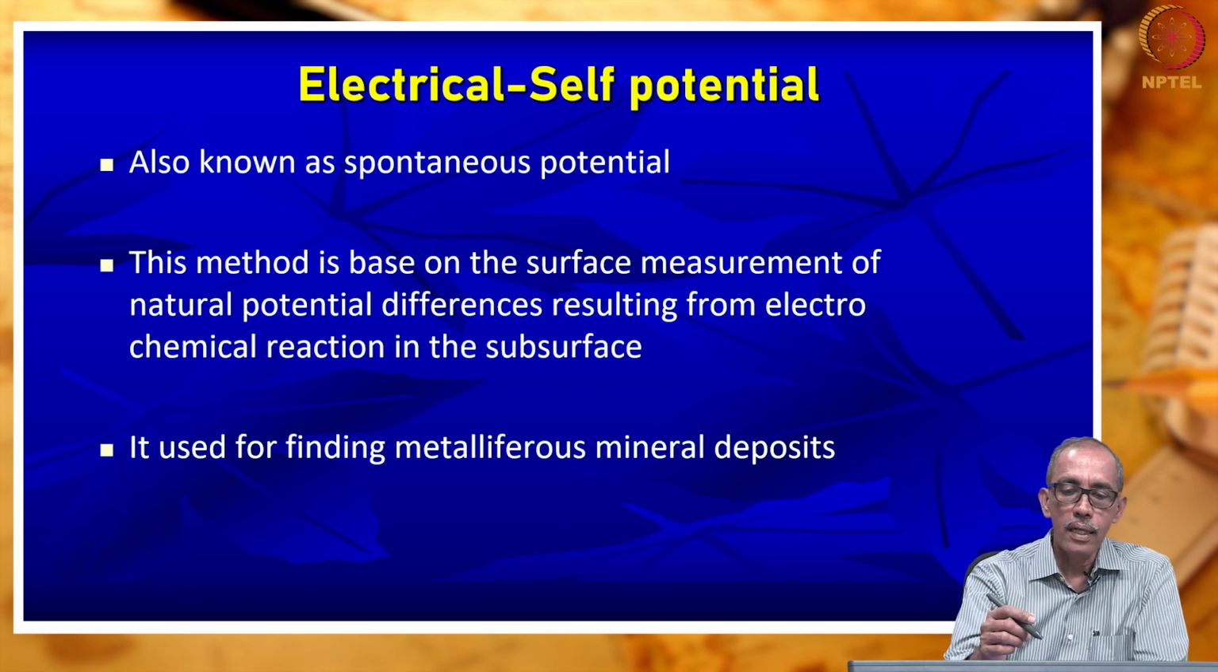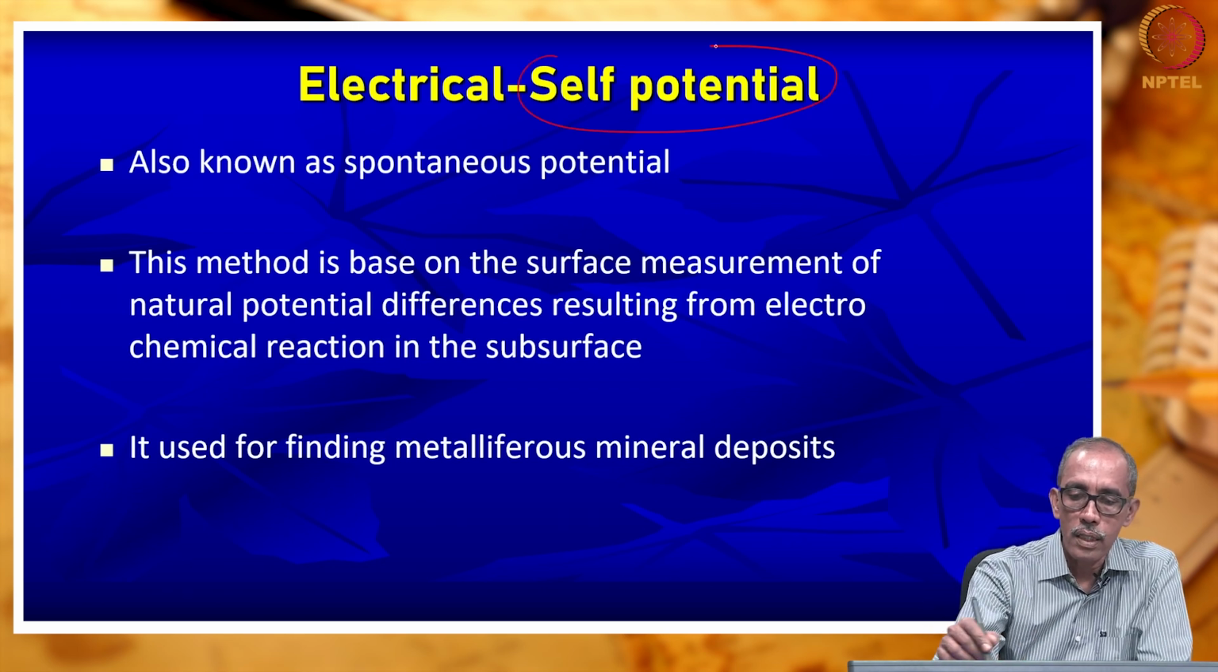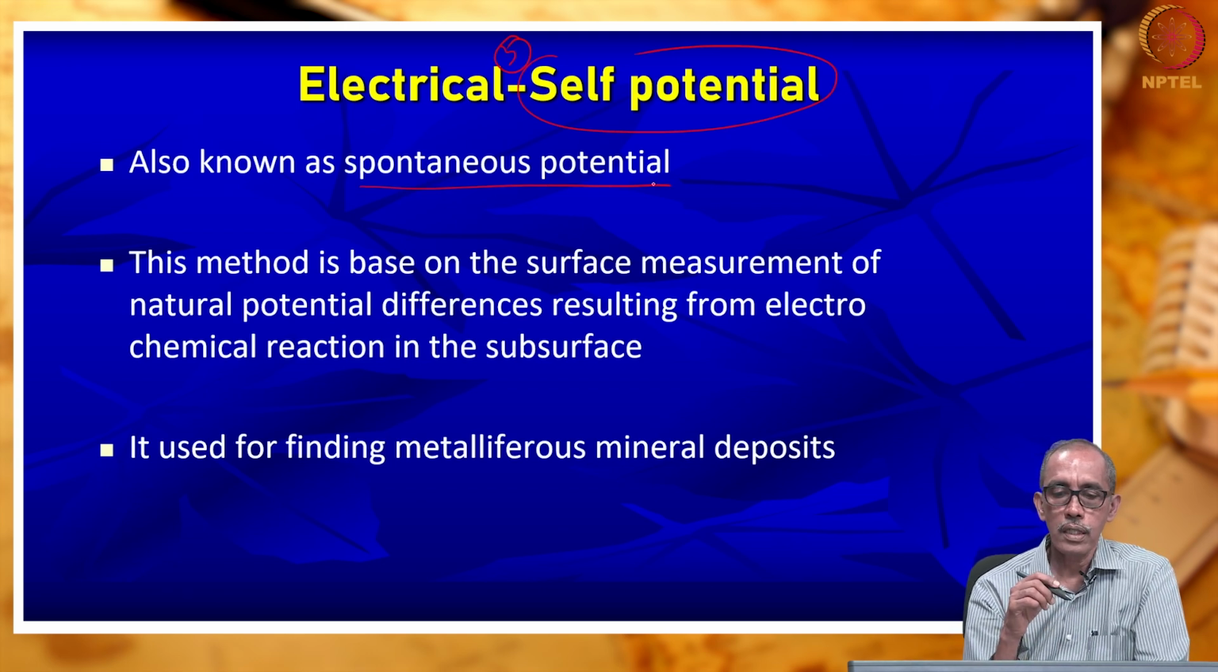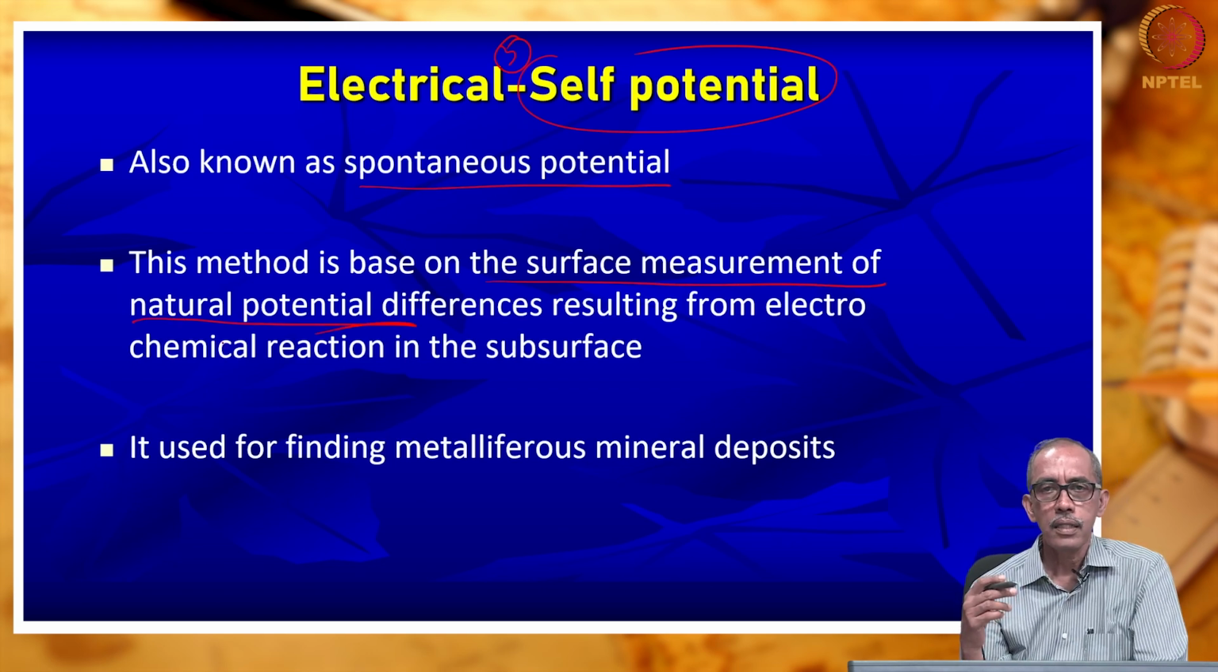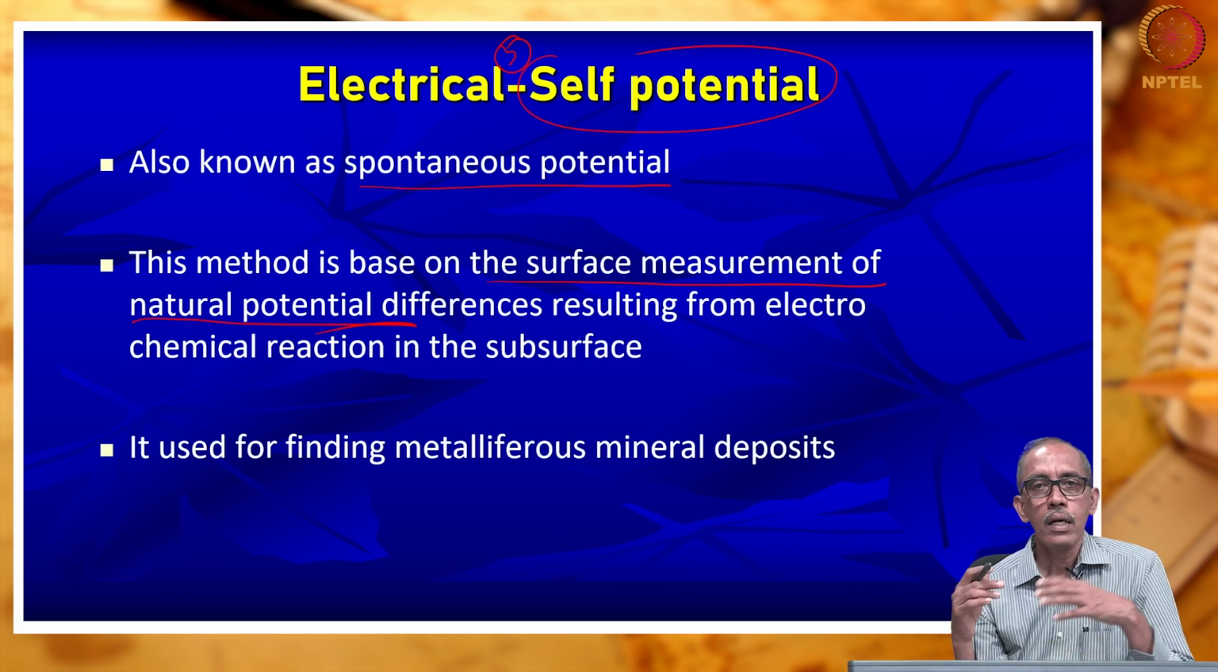Then the third electrical method is self-potential method. Here we don't apply any current, that is why it is called a spontaneous potential method, based on the measurement of natural potential resulting due to different reasons. We are going to see that a little later, right? So we are going to measure the natural potential.